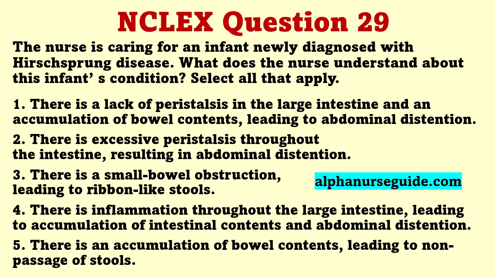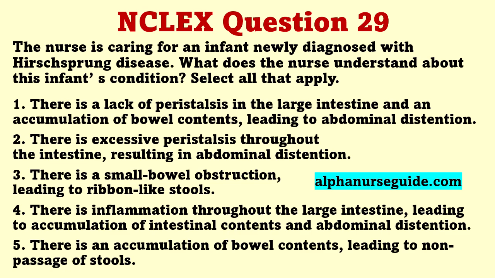The nurse is caring for an infant newly diagnosed with Hirschsprung disease. What does the nurse understand about this infant's condition? Select all that apply. 1. There is a lack of peristalsis in the large intestine and an accumulation of bowel contents, leading to abdominal distension. 2. There is excessive peristalsis throughout the intestine, resulting in abdominal distension.